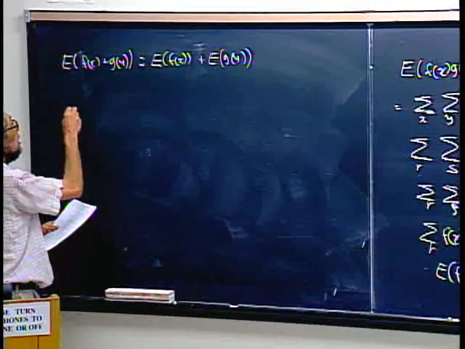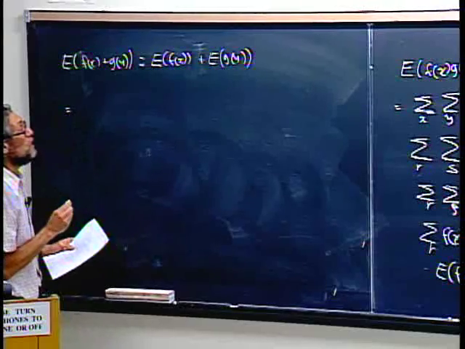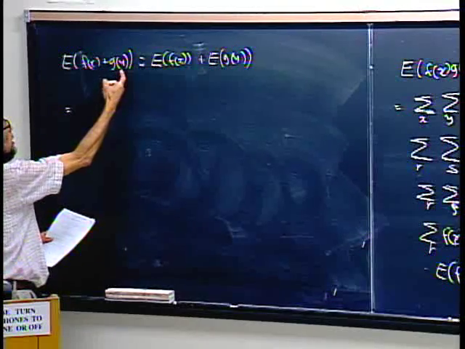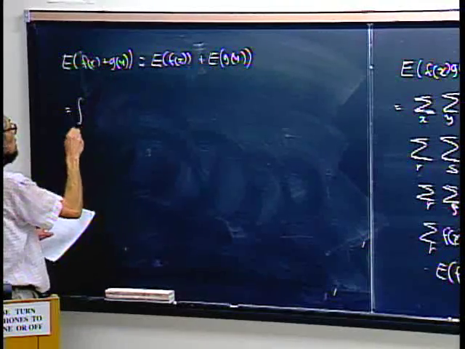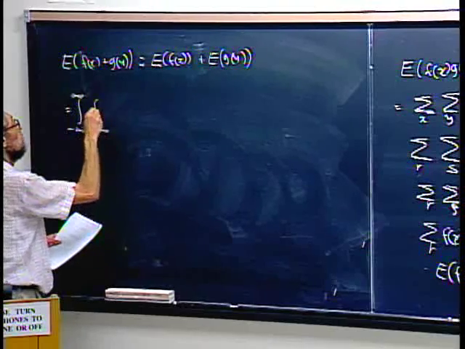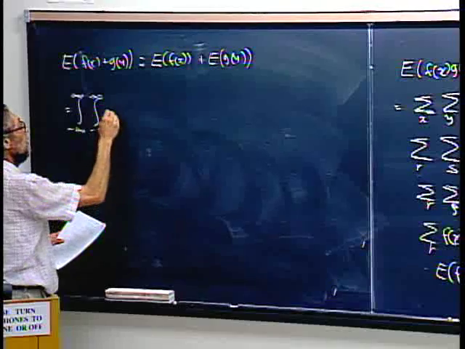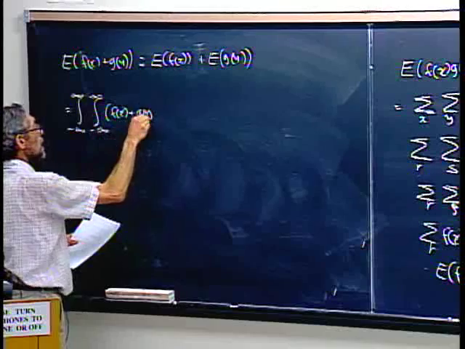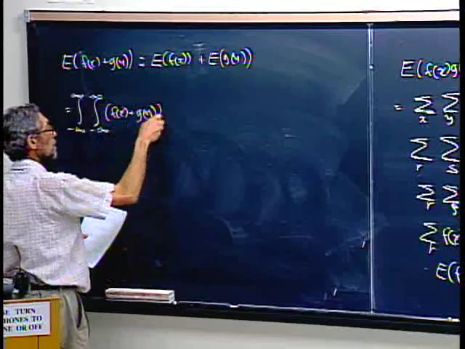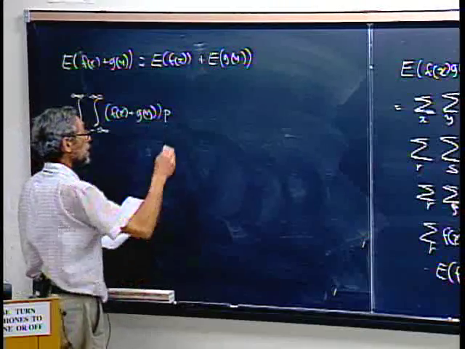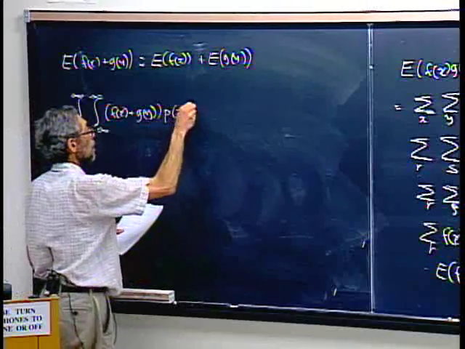So really, if you think about these as two independent variables, then this is a function of the two independent variables, and this expectation really means the integral from minus infinity to infinity for both of them of f of x plus g of y and the probability of both of them.